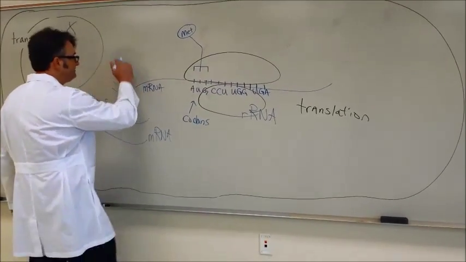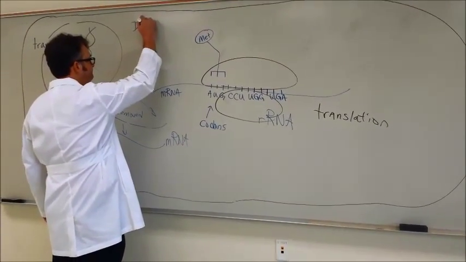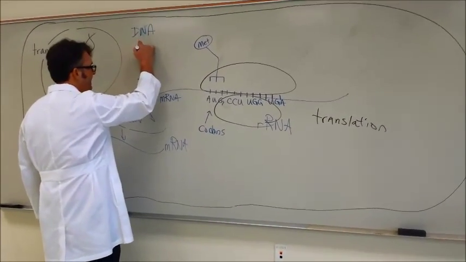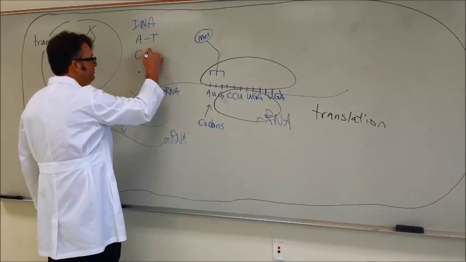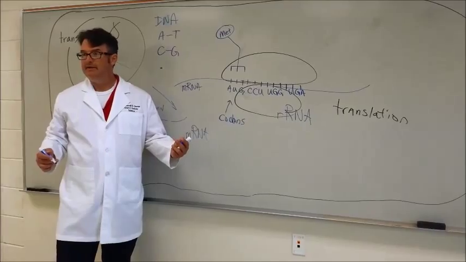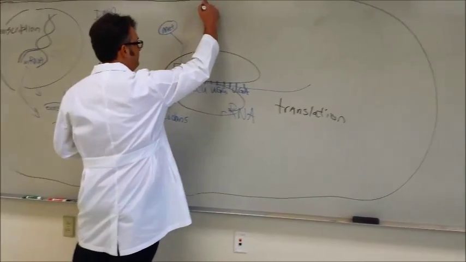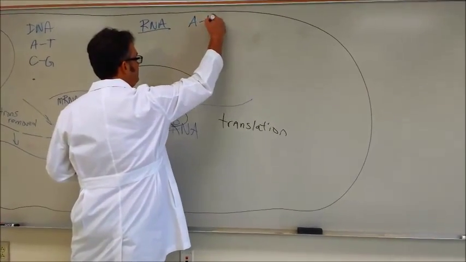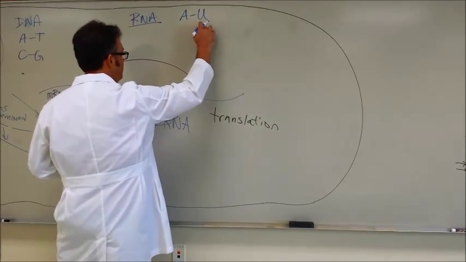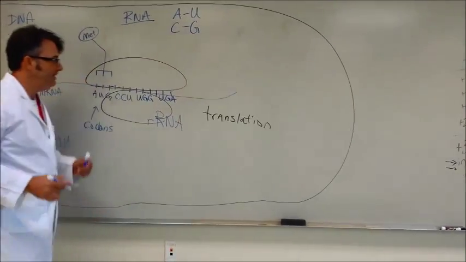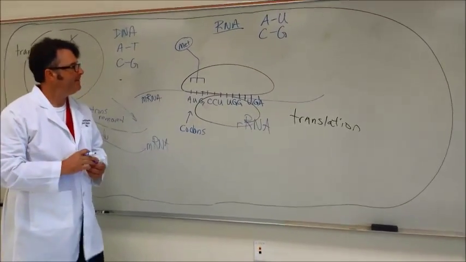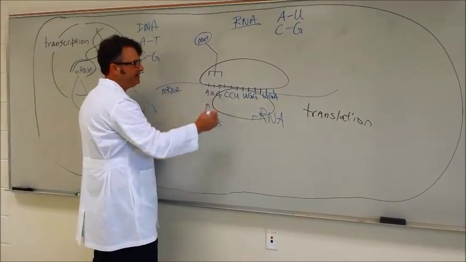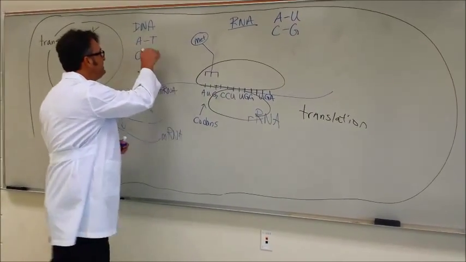So here's what we learned. In DNA, adenine bonds to thymine, cytosine bonds to guanine. We know that. But in RNA, it's different, so we have to take that into account. Adenine bonds to uracil. There is no thymine in RNA. Cytosine still bonds to guanine. We need to keep that in mind. Notice that there are no T's anywhere right here. You've got U's, and U's don't match in DNA.